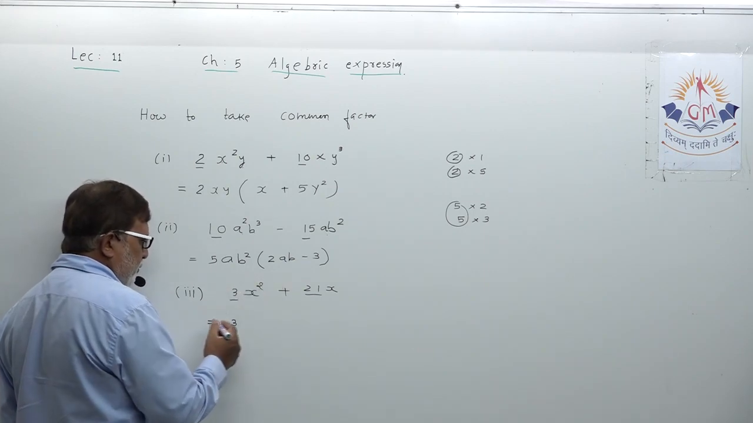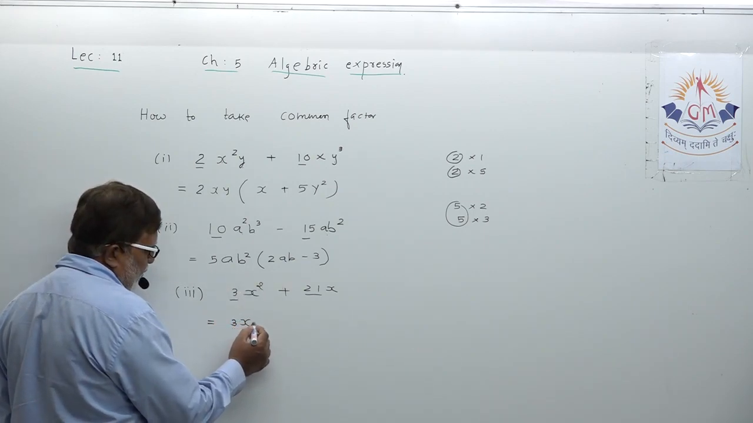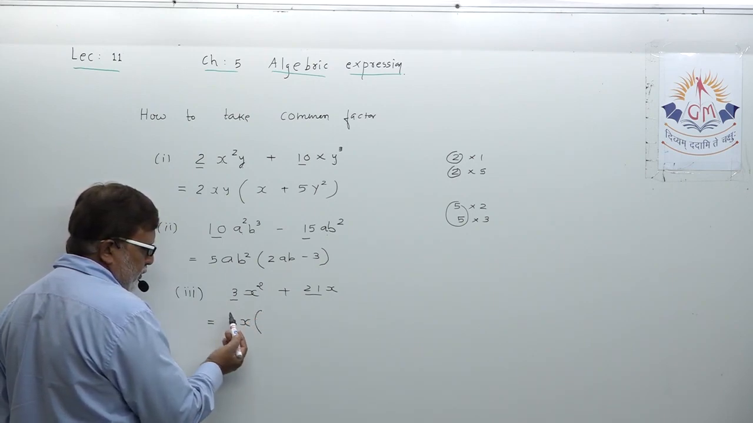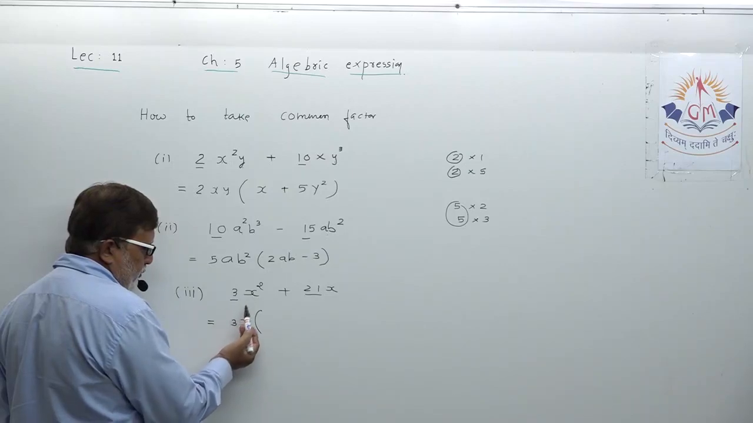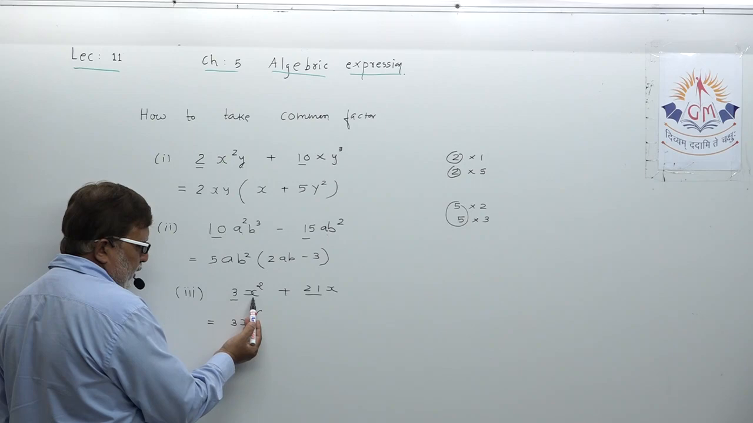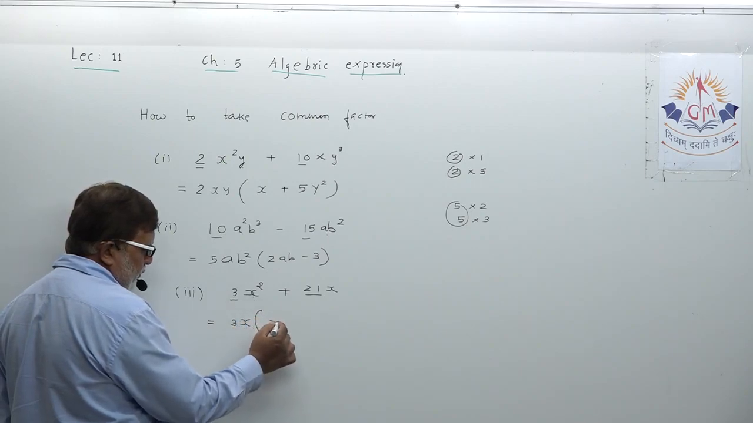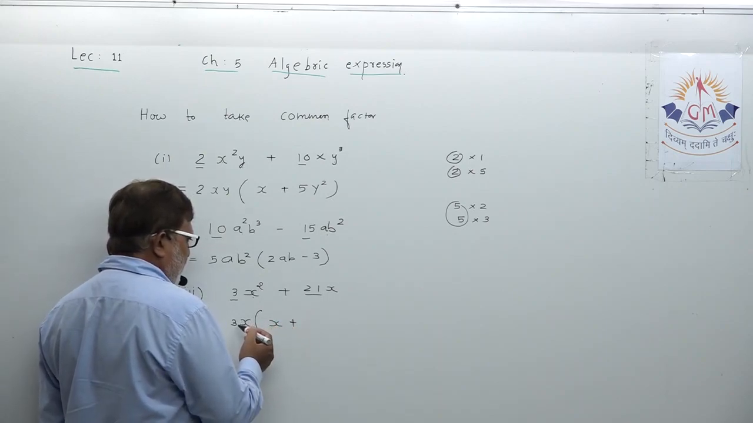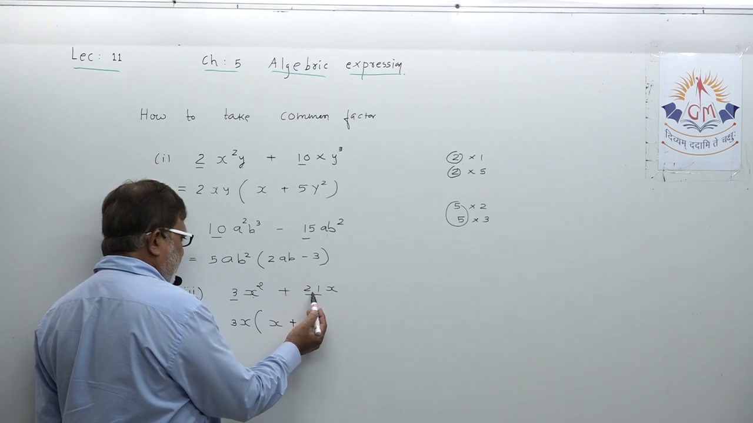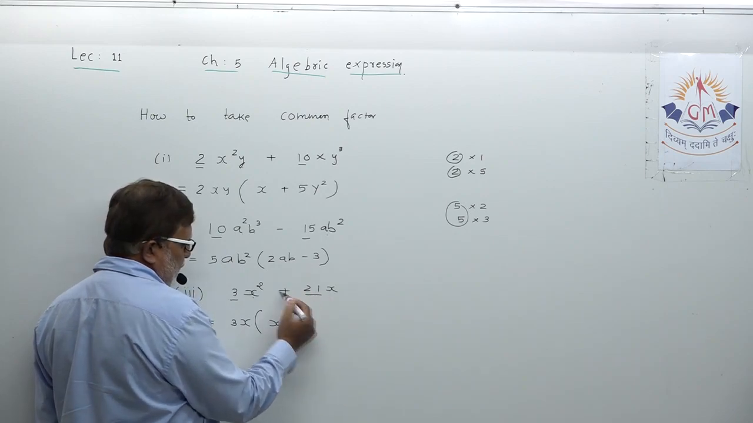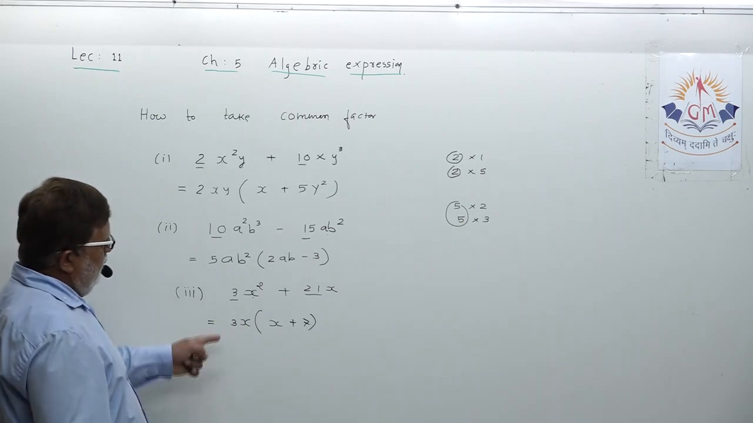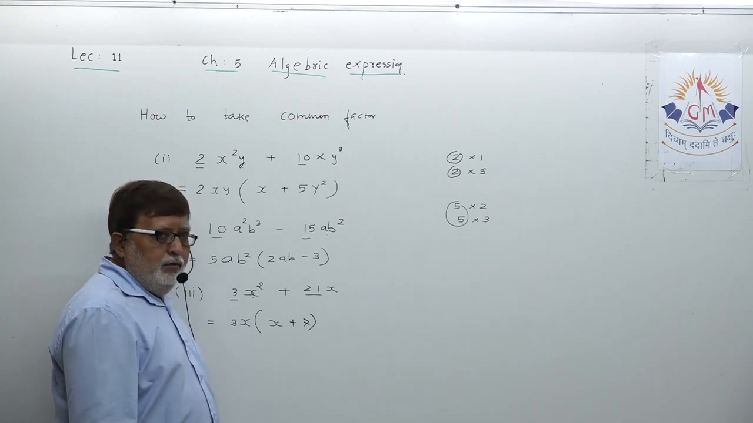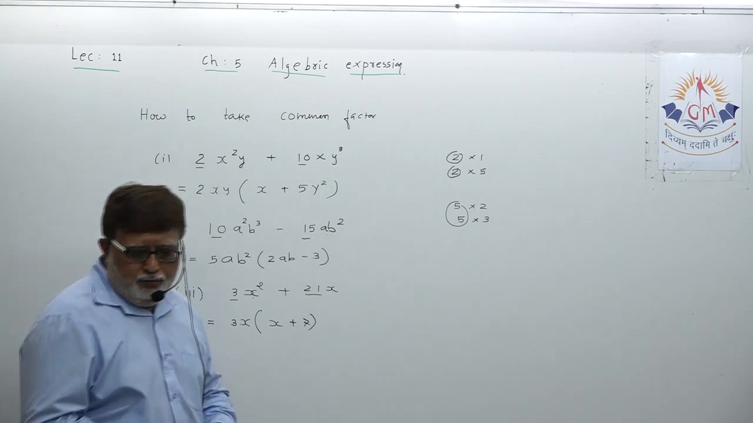X square and x, the minimum power of the variable is common. Now what will be left in the bracket? 3 is common. From x square, x is common, so only 1x is left. 3, how many times? 21, 7 times, x is common already. Please be watchful, dear student, because taking out common is compulsory for you to understand.